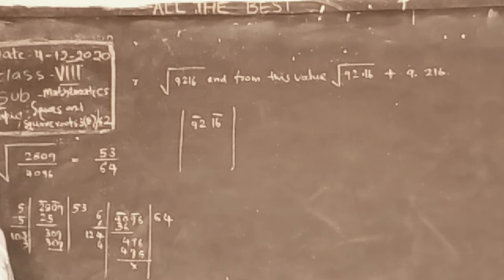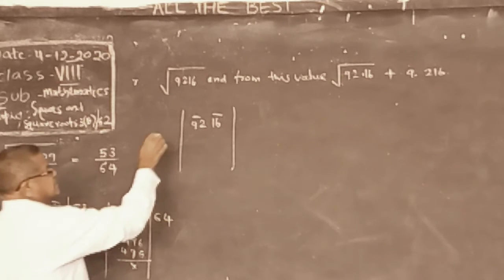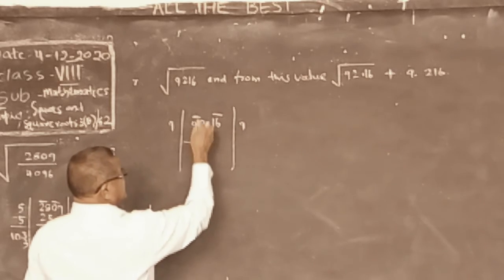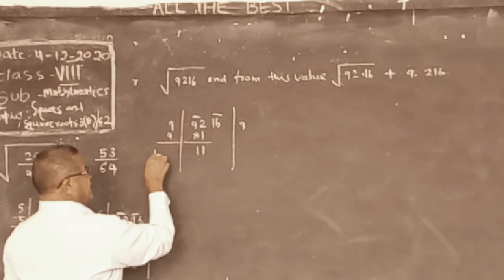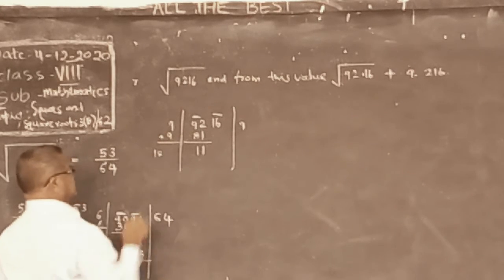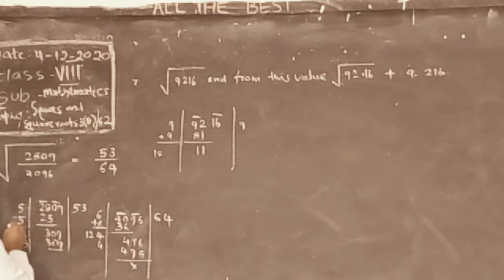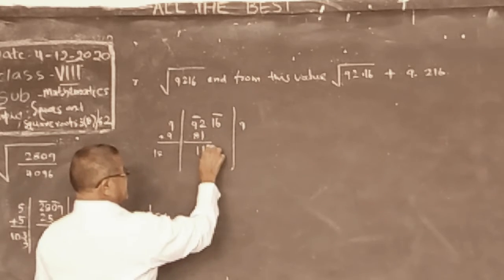9 9s are 81, 10 10s are 100, not going. So 9 9s are 81. Subtract 1, 1, and repeat the same number and add plus. Here also add plus. Here plus, add 5, plus 10. Now take the page at a time.